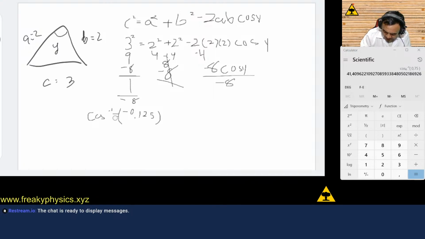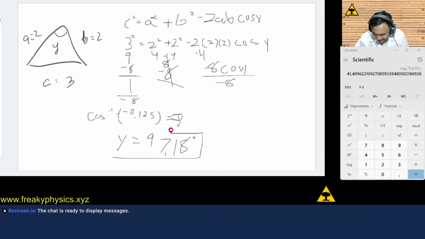So, the equal sign would be put here. There, you put the equal sign there. Okay, Y equals 97.18.